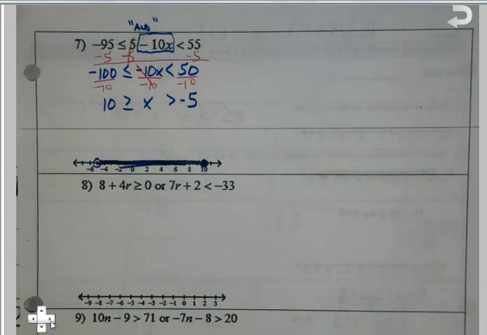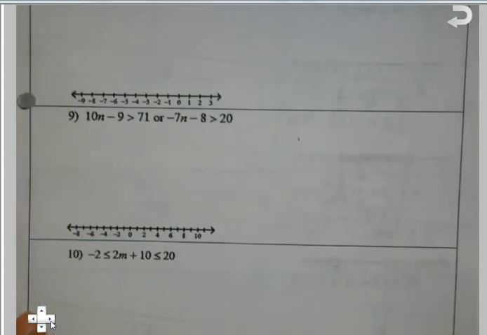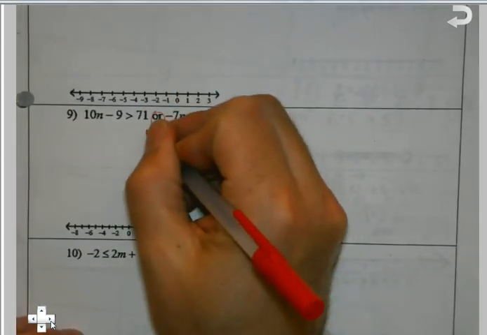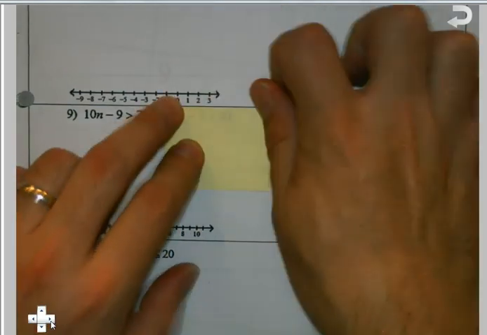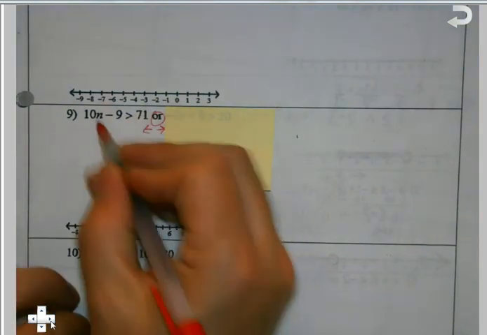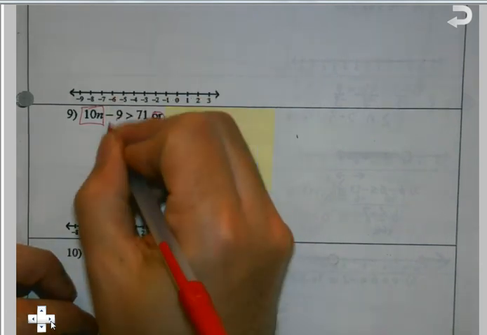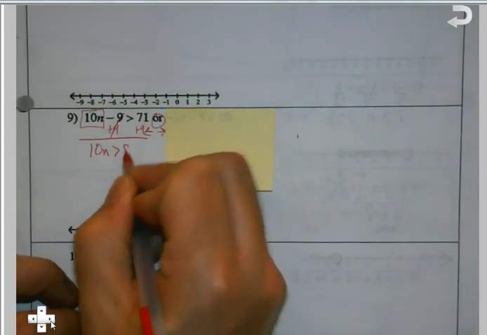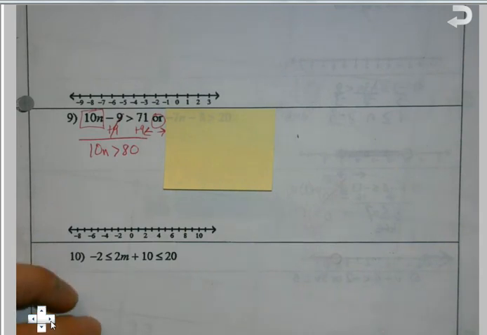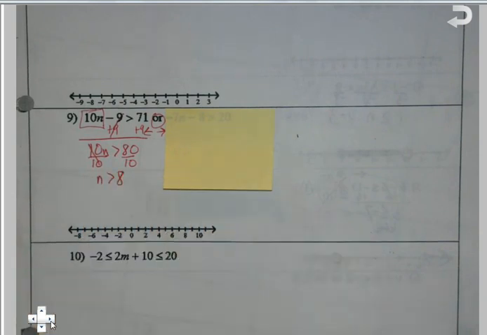Now again, that's different in looks from a problem like, let's say, number 9. Because number 9, I see that or in the middle, which typically means my arrows are going to go out from each other, but I still got to solve these separately to see what's going on. Got to get that 10n by itself. I got to undo the minus 9. So I add that to both sides. And then I got to undo the times 10 by dividing by 10. And once I have n by itself, I can graph this.